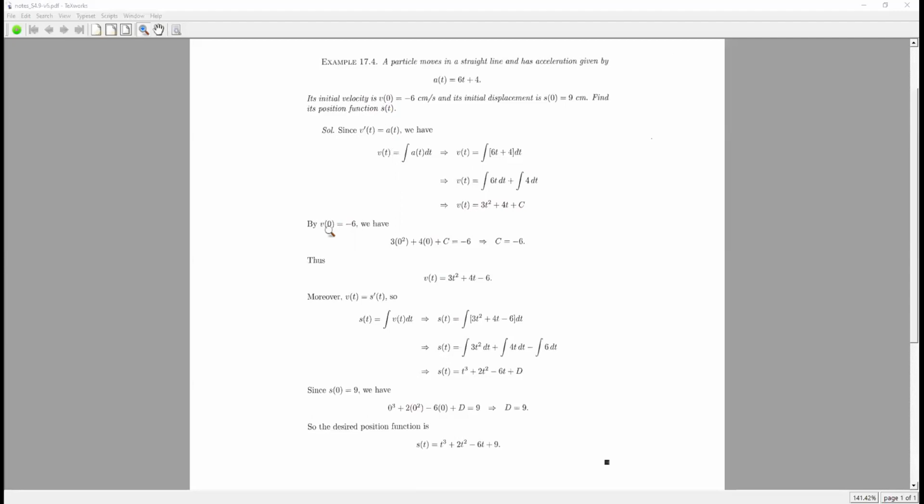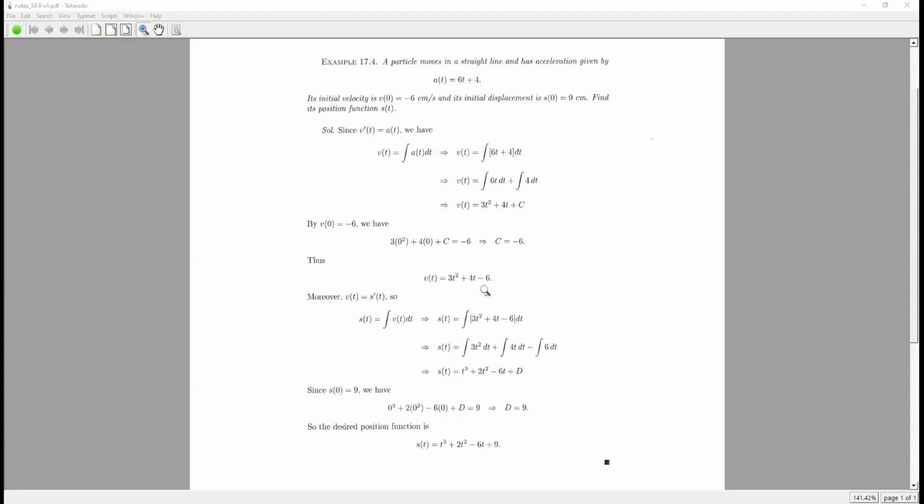Now let me determine c so that the velocity satisfies the initial condition. When time is 0, initially the velocity is -6. So plug in 0 for t, and set the result to -6. Then we get this equation. Therefore, we have c is -6. So the velocity that satisfies this initial condition is this velocity.